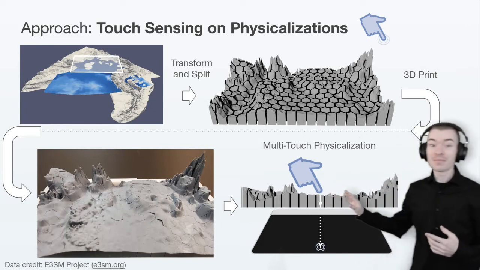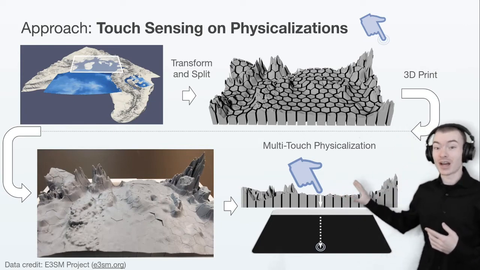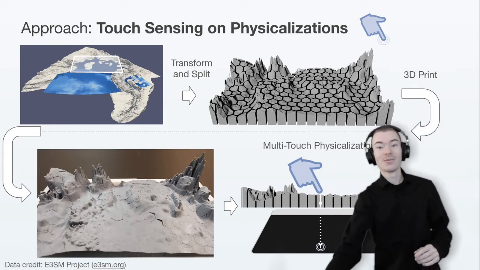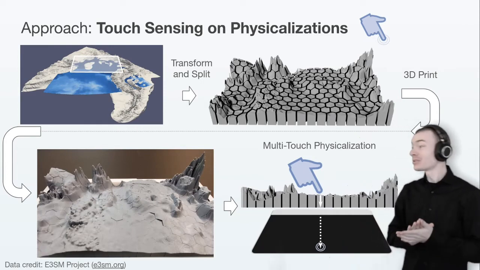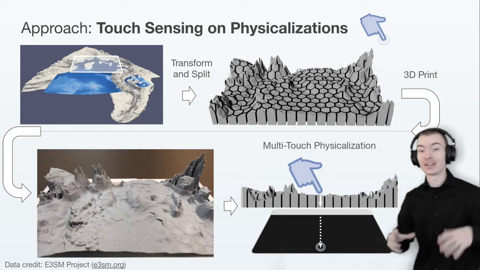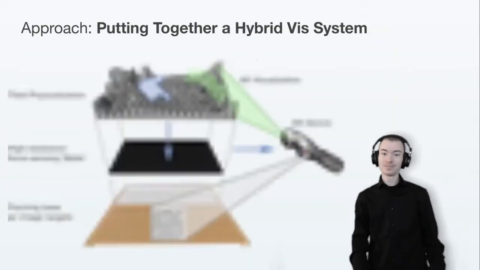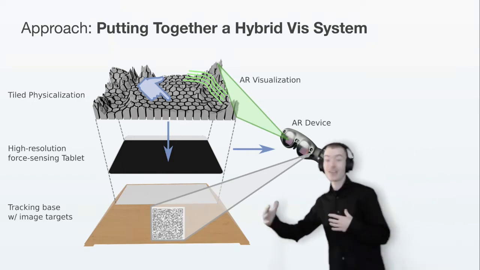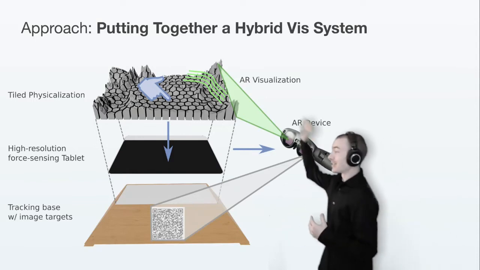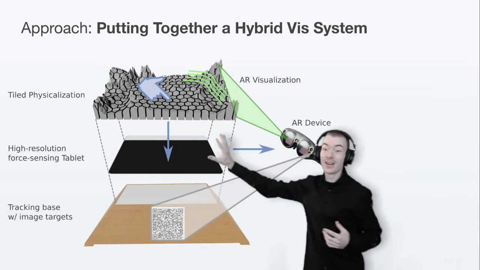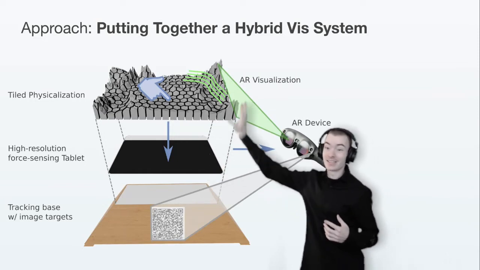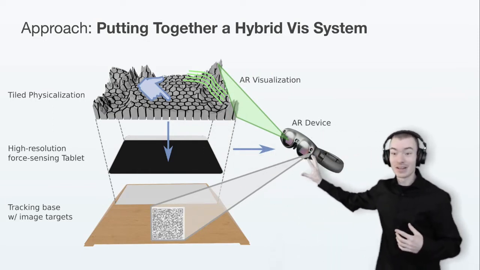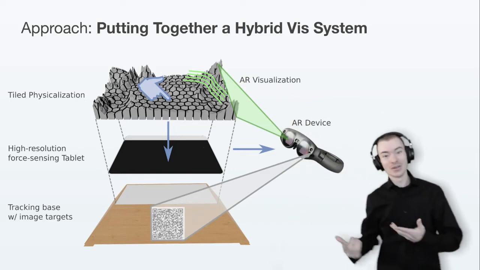So once this is all said and done, we place the whole physicalization on top of a force sensing tablet, say a Sensel Morph, and we are then able to react to a user's touch on the physicalization in the AR visualization. So putting it all together, we have the tracking base, which determines the registration between AR visualization and the physical world. We have the tiled physicalization that's placed on top of a pressure sensing tablet. And combined, these two will sense the user's touch. That gets sent to the AR device so that the AR visualization can react to the user's touch.